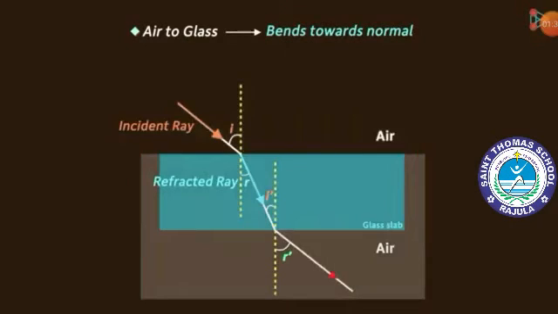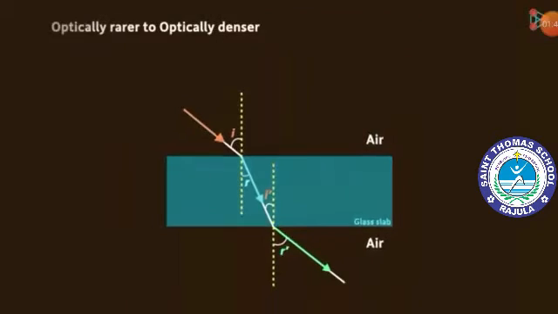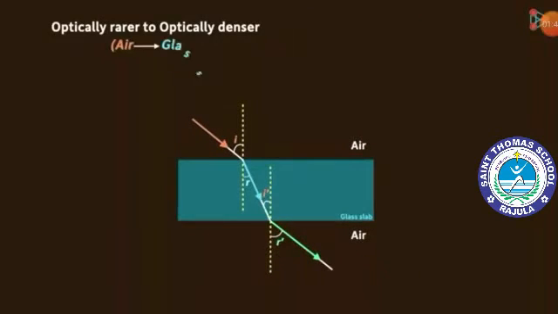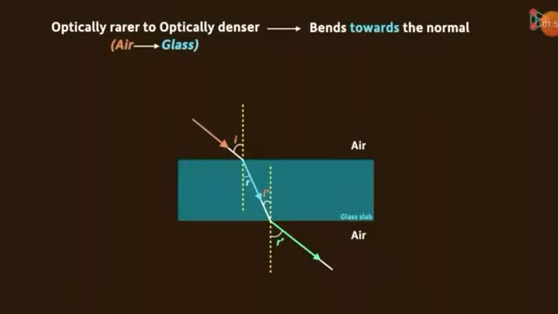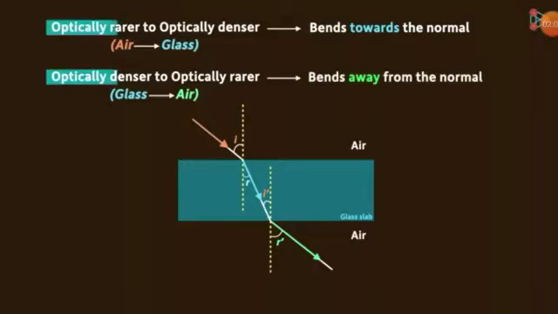When the light enters from air to glass, it bends towards the normal, and when light enters from glass to air, it will bend away from the normal. It means when light enters from an optically rarer medium to an optically denser medium, it bends towards the normal. And when the ray enters from an optically denser medium to an optically rarer medium, it bends away from the normal.